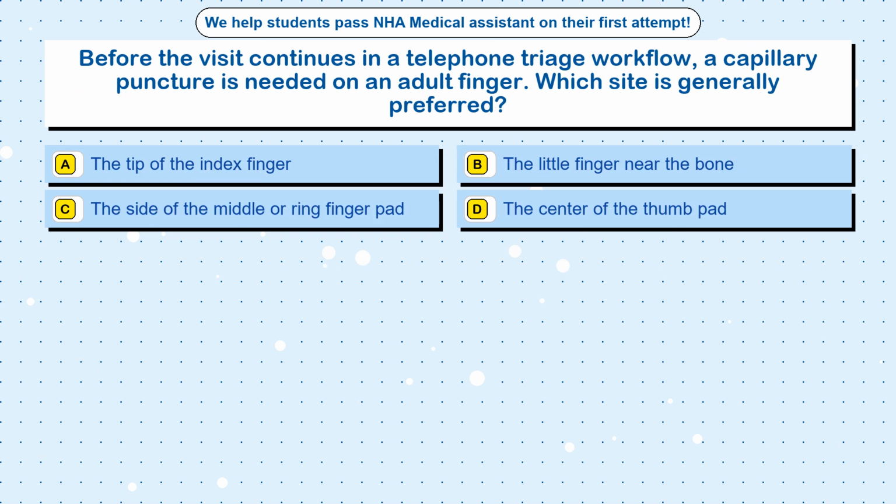Question 2. Before the visit continues in a telephone triage workflow, a capillary puncture is needed on an adult finger. Which side is generally preferred? Option A. The tip of the index finger. Option B. The little finger near the bone. Option C. The side of the middle or ring finger pad. Option D. The center of the thumb pad.